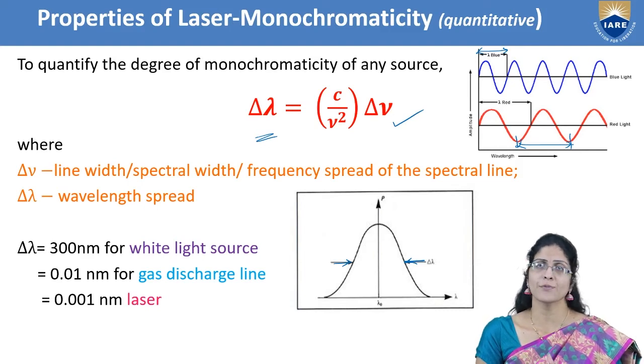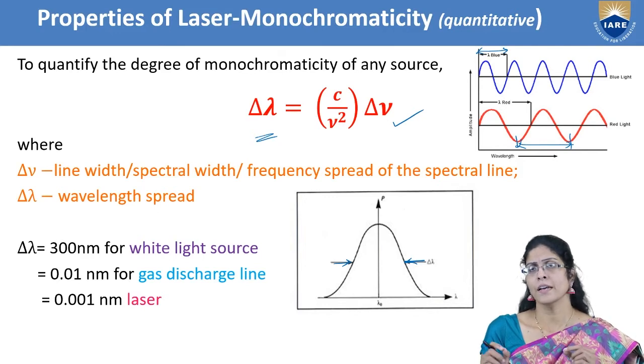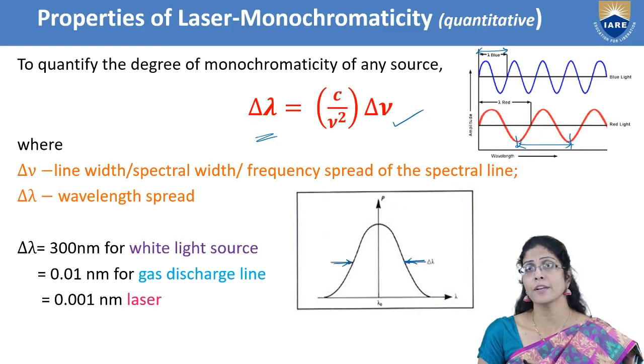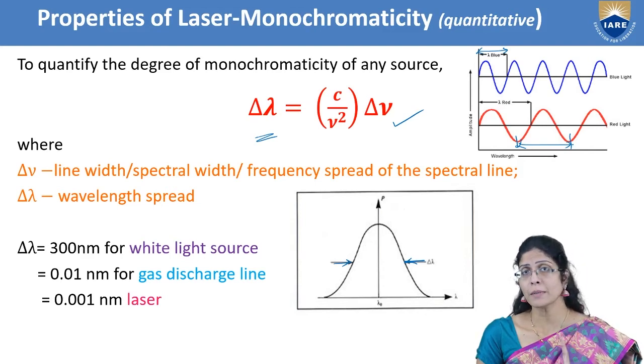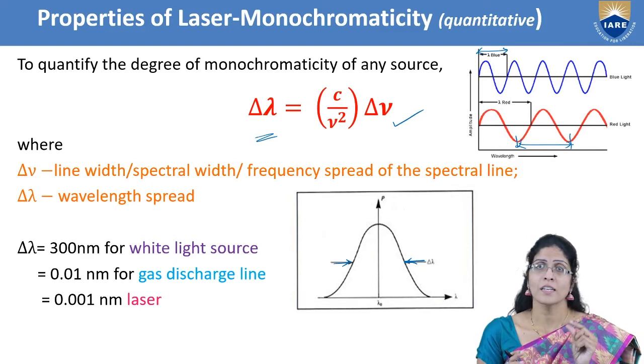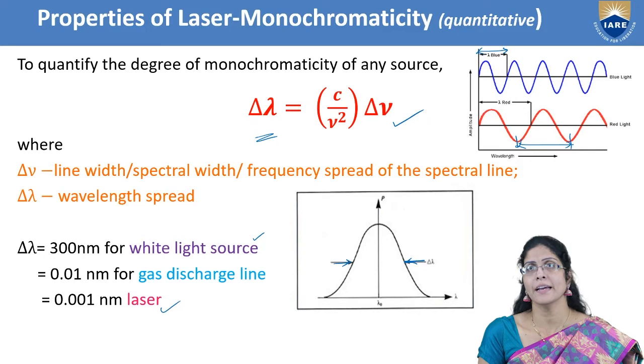Like for white light, it will be 300 nanometer. But for a gas discharge line, it will be 0.01 nanometer. And for a laser, it will be 0.001 nanometer. You know, 1 nanometer is 10 raised to the power of -9 meters. That means if you take 1 meter, in that 10 raised to the power of 9, so after 1 you should keep 9 zeros, so that much part of it. So you can see how a conventional light source is being reduced down in terms of its wavelength spread.